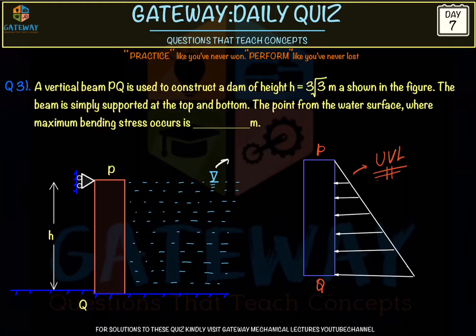Okay, the load is acting like a uniformly varying load. The value at P is 0 and let the value at Q be some W naught, that is the maximum load acting on that point. So this is a case of uniformly varying load. For a uniformly varying load, we should know how the load is varying with length. For that, let this be x. x is equal to 0 and the height is given as h. So let this be x is equal to h.